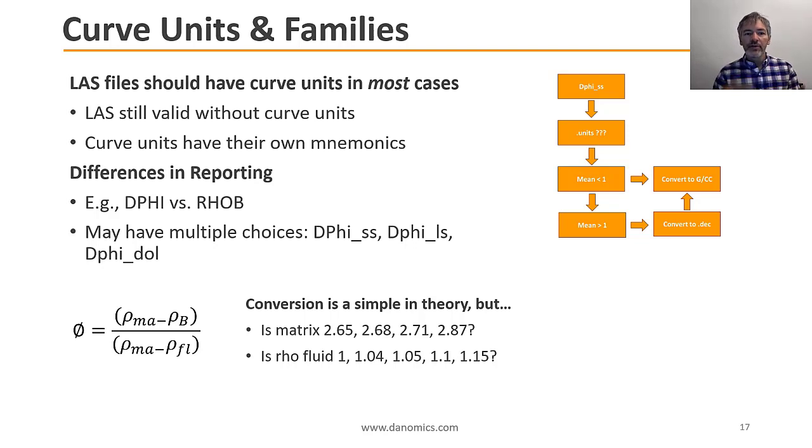And then we have differences in the way that curves are reported, even when it's the exact same tool. Do we have, for example, a density porosity or a bulk density? How well has that conversion from one to the other been documented? Do we know what matrix density we need to use? Do we know what fluid density we need to use? And are we comfortable potentially with having a little bit of uncertainty around that?